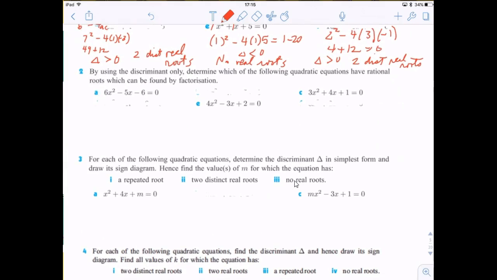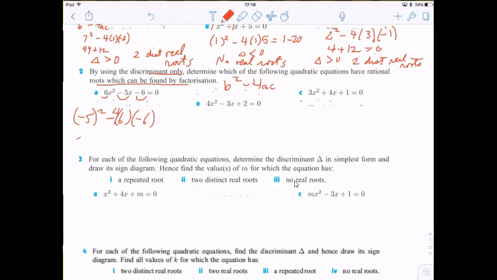Alright. Now it says, by using the discriminant only, determine which of the following quadratic equations have rational roots, which can be found by factorization. So that would mean that the b squared minus 4ac is going to come out to be a nice perfect square. Okay? That doesn't happen too often except in the book. So here's a, here's b, here's c. Okay? So it's going to be b squared, which is negative 5 squared, minus 4 times 6 times, which is a, right, and negative 6, which is c.